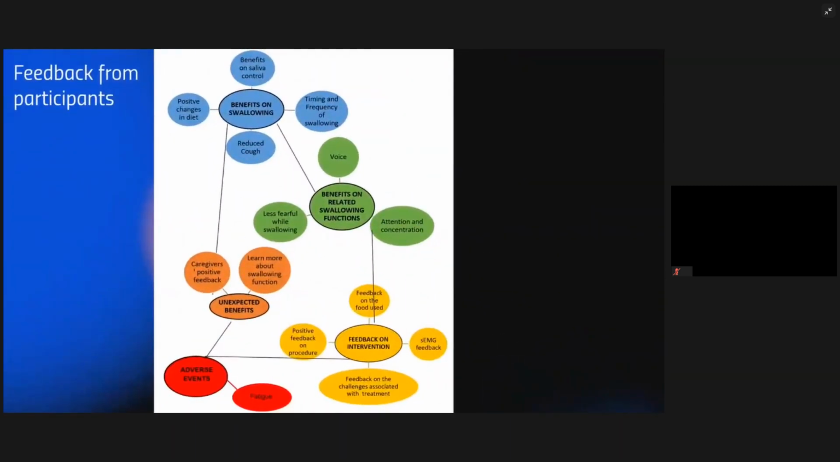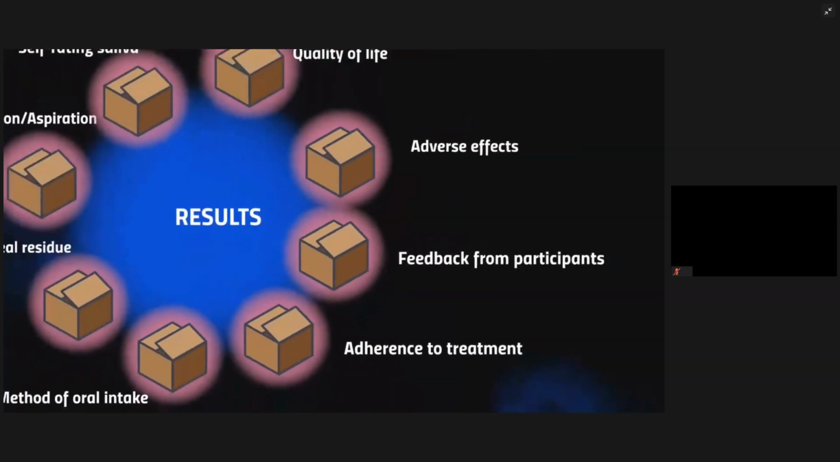Okay. Feedback from participants was grouped in these themes. First of all, benefit on swallowing, such as benefit on saliva and cough, or positive change in diet; benefit on related swallowing functions, such as voice, attention, concentration; benefit on feedback; benefit on the use of sEMG biofeedback, on the food used, on the challenge using also the software; unexpected benefit and adverse events.